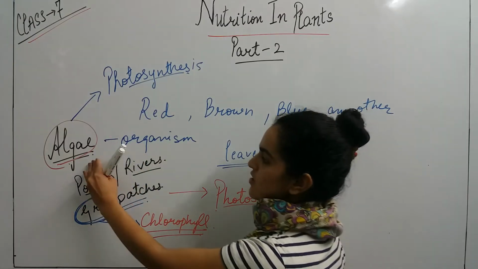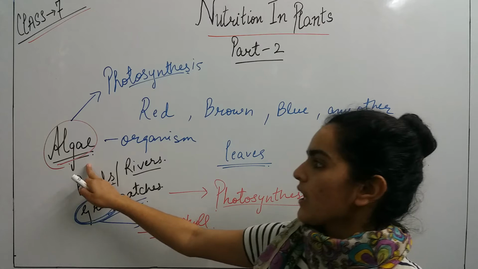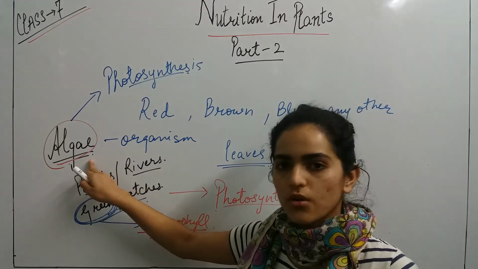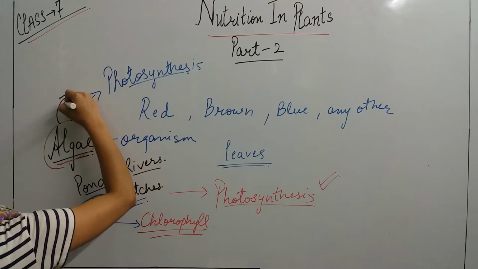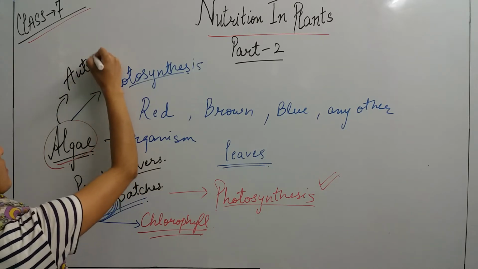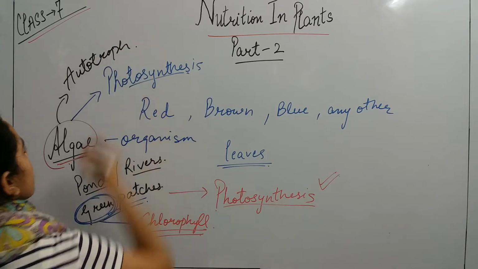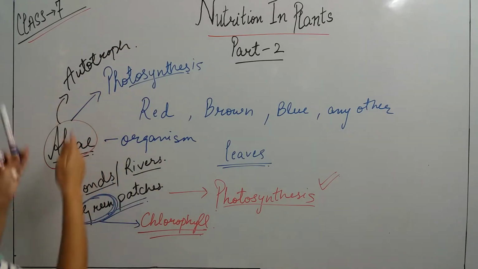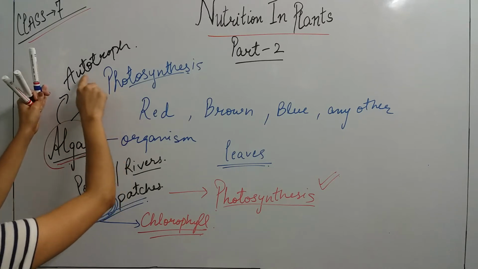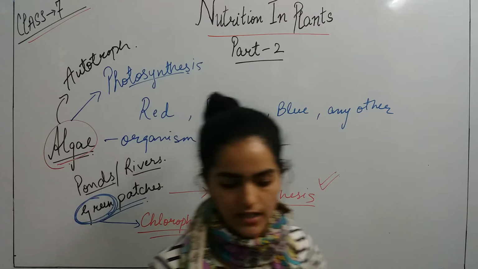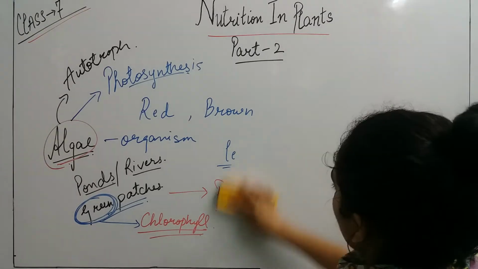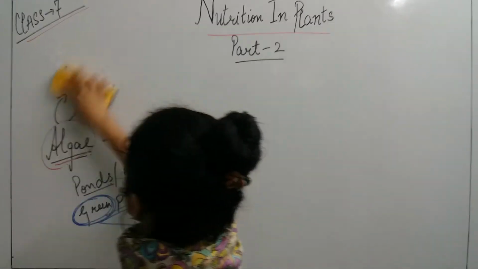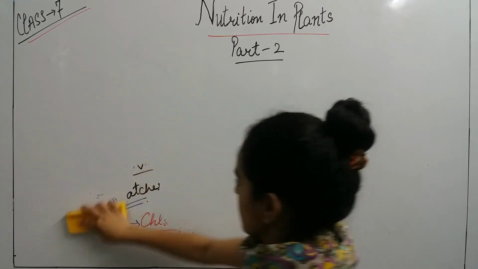It means this is not a heterotroph, this is an autotroph. The algae is an autotroph. Why? Because it is preparing its own food, that's why it is an autotroph. Therefore, the autotrophic kind of nutrition will be there in algae. Okay? Done? Now, the next point is, I hope this is clear.